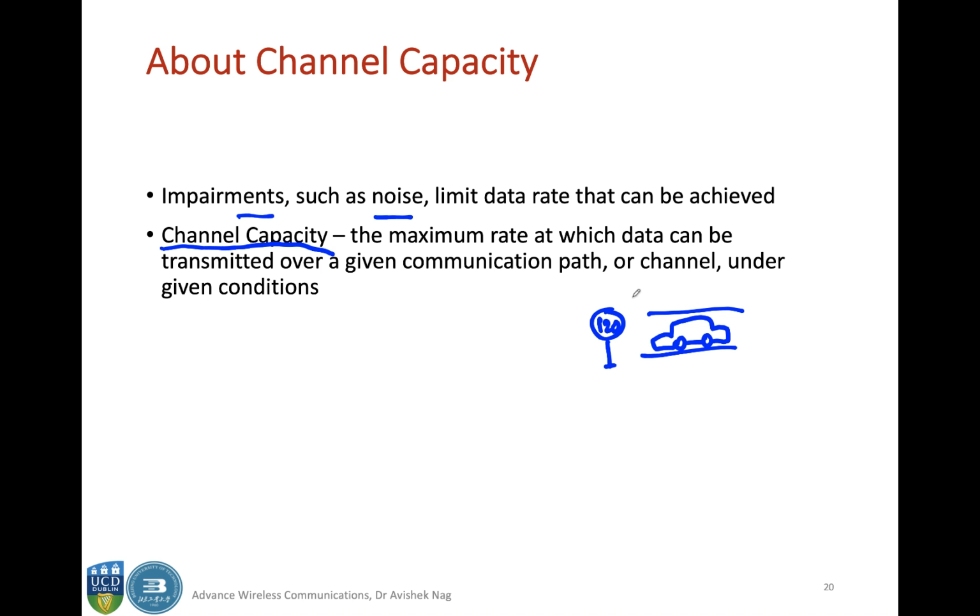So this is the maximum channel capacity. Imagine that your road is the channel and the car is the signal that you are transmitting. Then every road has a speed limit, in kilometers per hour or miles per hour. That is the maximum that you can safely attain. Similarly, for every channel, be it a wireless channel or a wired channel, you have a channel capacity, which is the maximum rate at which data can be transmitted over that channel or over that communication path.